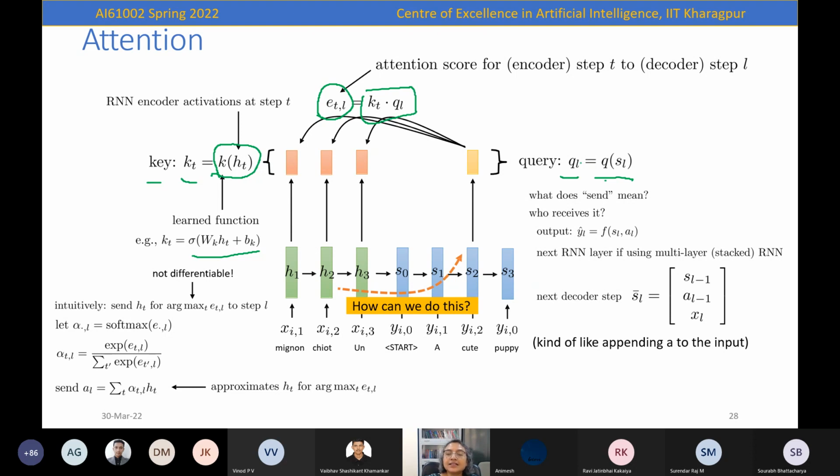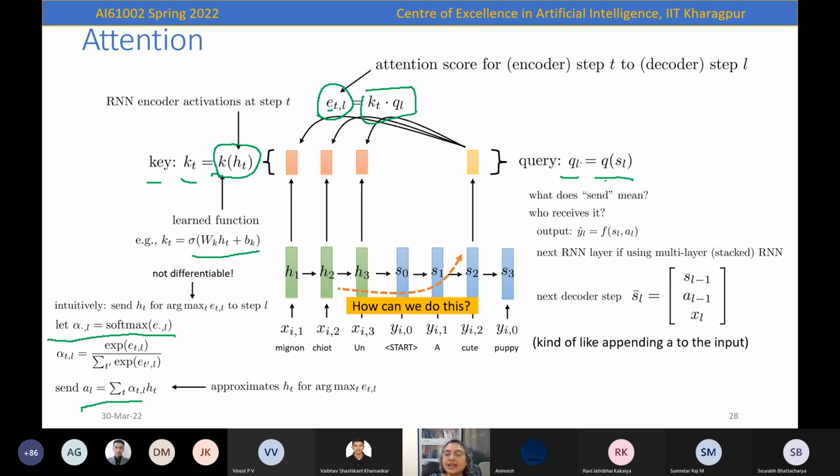Now, this etl will give me a score. So I will compute e1l, e2l, e3l, right? But these scores may not be normalized. So I would like to normalize them to get alpha 1l, alpha 2l, alpha 3l, so that they sum to 1. So we can use our favorite softmax function. When we apply the softmax function to e1l, e2l, e3l, we get alpha 1l, alpha 2l, alpha 3l, so that they sum to 1.